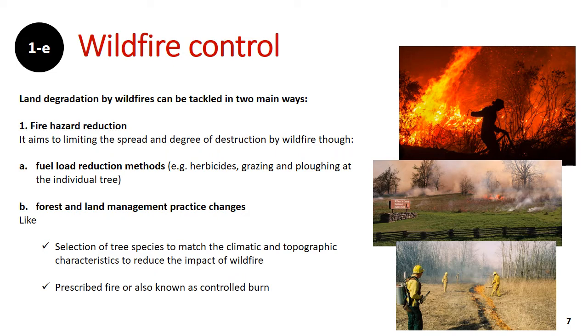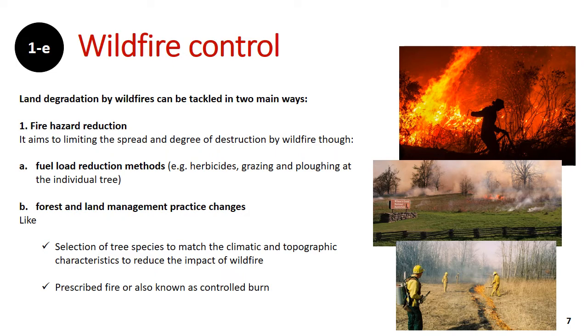The second technique that you use is forest and land management changes. Here, for example, you can select plant or tree species that can live with the climate and the topographic characteristics, and that would limit the spread of fire. Or you can do what is called prescribed fire or controlled fire burn.